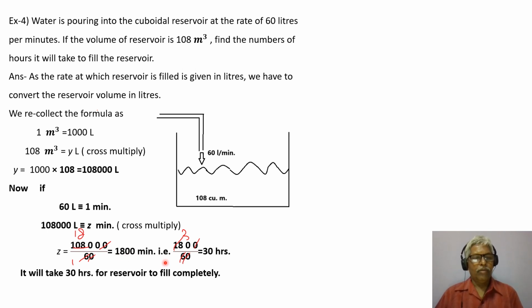But this is not the end of the problem, because we are asked to calculate in hours. So you have to convert this into hours. If you leave it here, the examiner may cut your marks. So 1800 divided by 60 is 30 hours. And this is the final answer: it will take 30 hours for the reservoir to fill completely. So this is how you have to answer it, and this is how you have to convert.